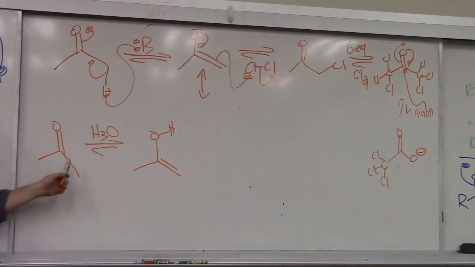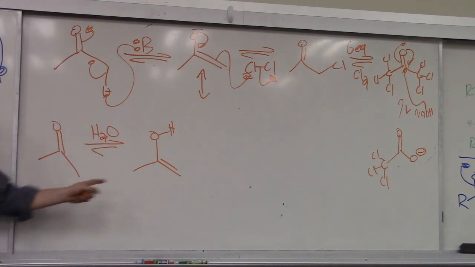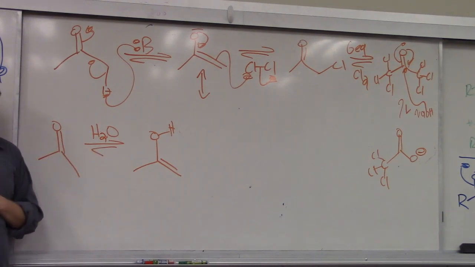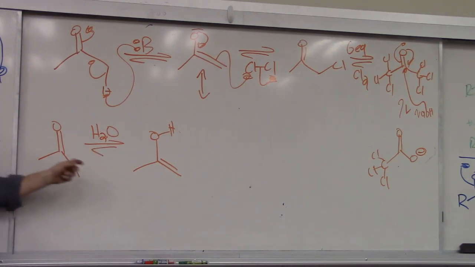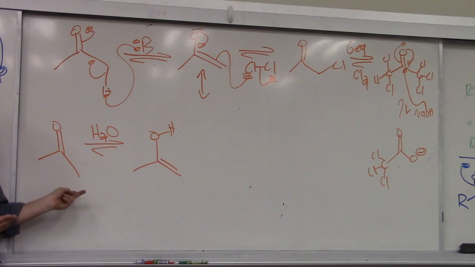So for instance, under neutral conditions, so H2O, you only see 0.0001% of the enol form rather than the ketone form. So under neutral conditions, you see almost entirely the keto form and none of the enol form. And this is a pKa of about 24, or 20.